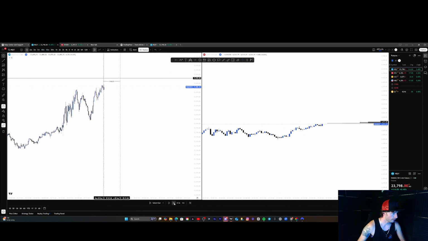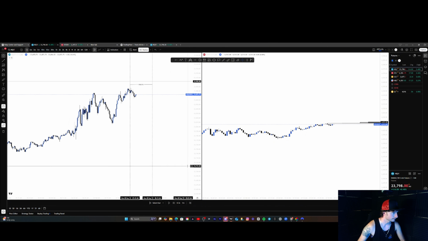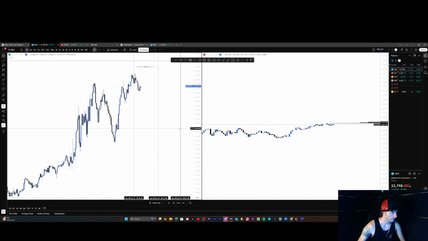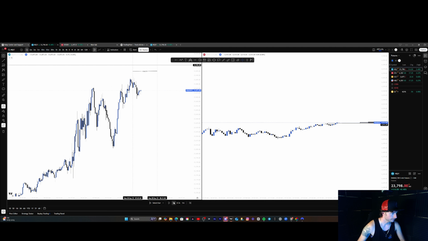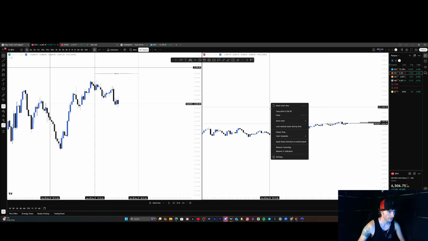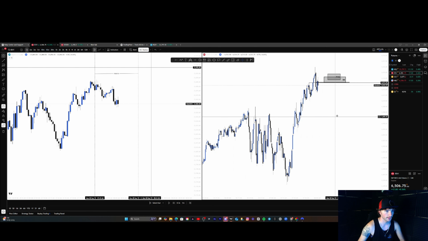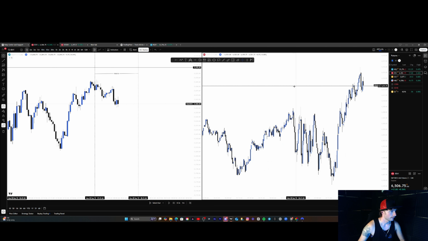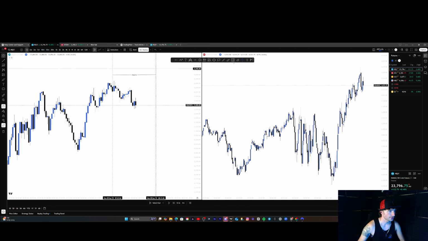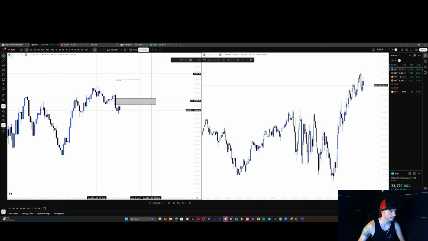Let's go ahead and fast forward price to the trade idea. So our trade idea, there we go. This is where our trade idea actually started to play out. As you guys can see, we had a bearish gap on both ES and NQ. That is a requirement.